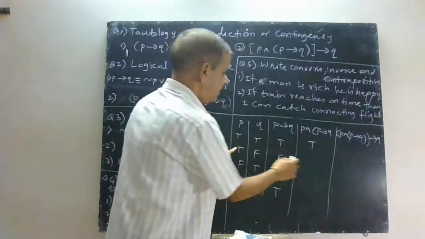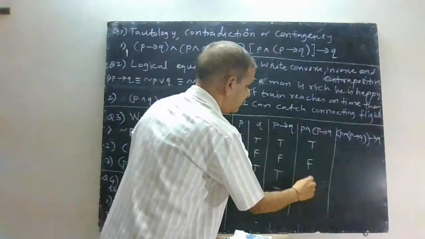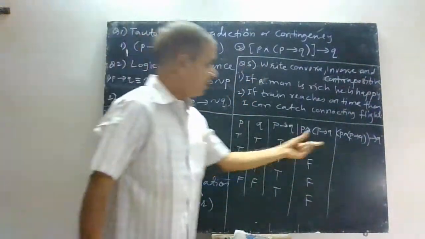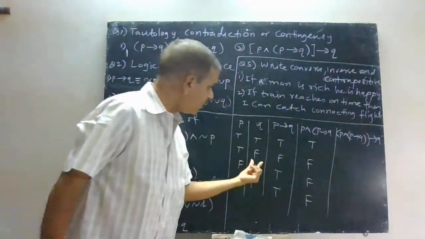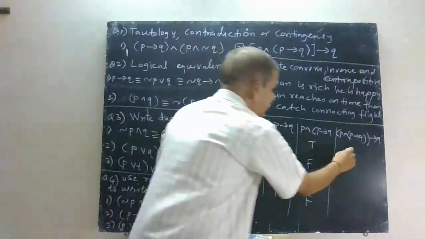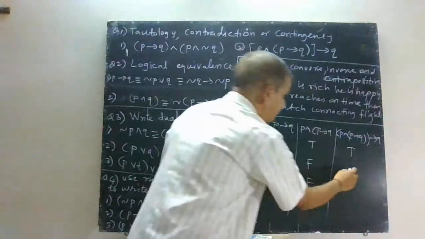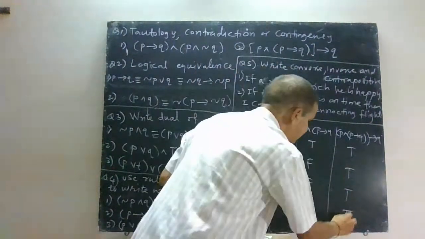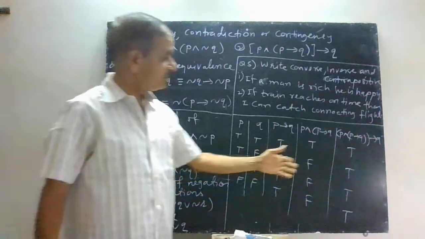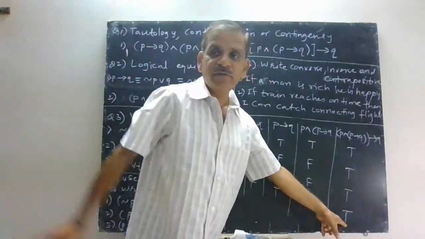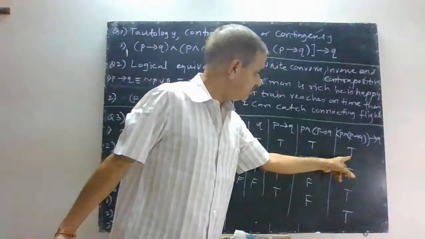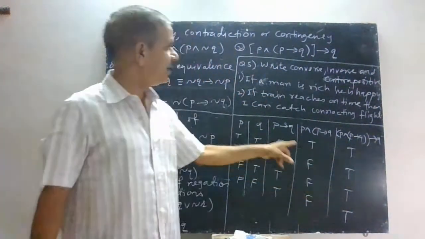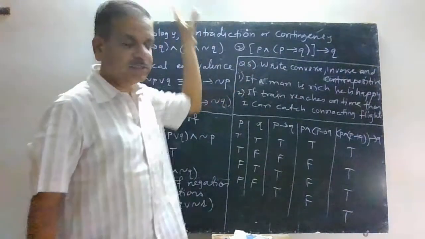Now P and P implies Q means this column and this column. T and T is T, F and F is false, F and T is false. Now this column implies this column. So T implies T is T, F implies F is T, F implies T is T, and F implies F is T. So you can observe that all the entries here are T, and hence the given statement pattern is a tautology.